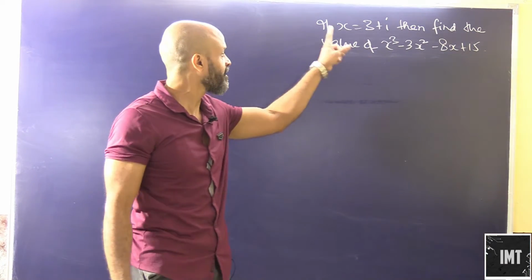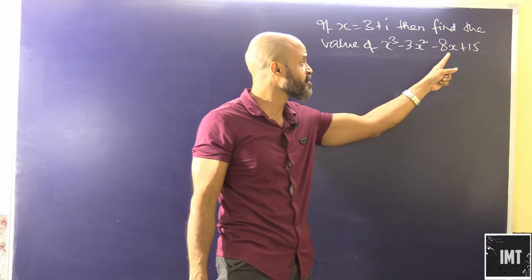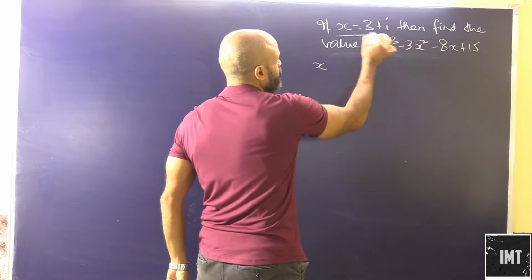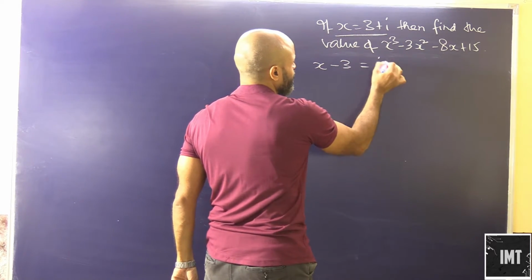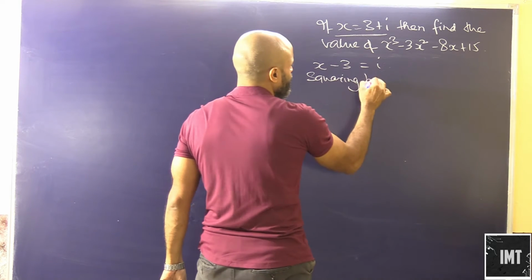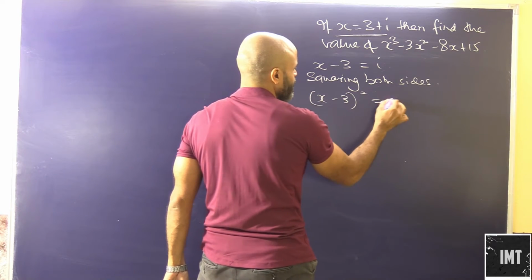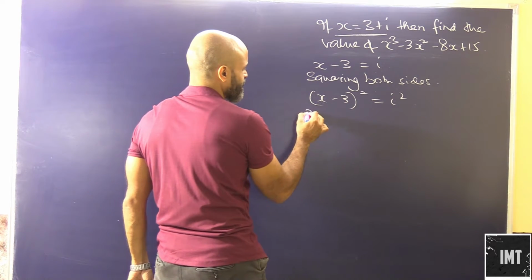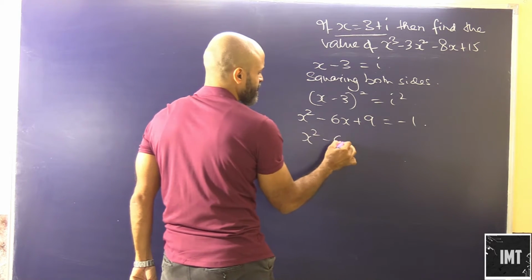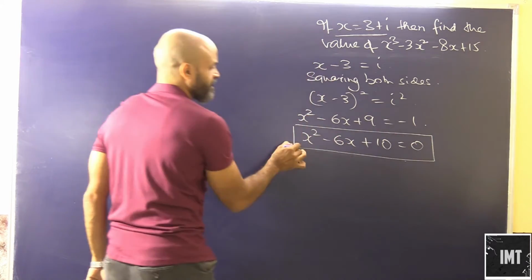Okay, so in this problem we have x is equal to 3 plus i, then find the value of x cube minus 3x square minus 8x plus 15. So if I happen to resolve this, say x is equal to 3 plus i, so I can write x minus 3 is equal to i. If I happen to square both sides, we will get x minus 3 square is equal to i square, which will be x square minus 6x plus 9 is equal to minus 1. That means x square minus 6x plus 10 is equal to 0. So this is what we get.